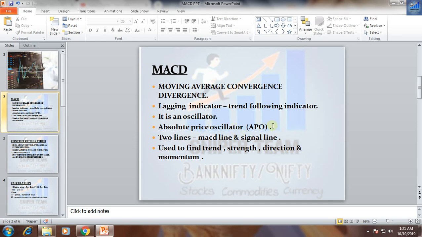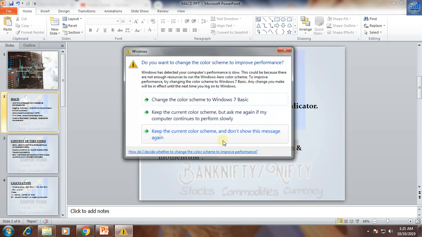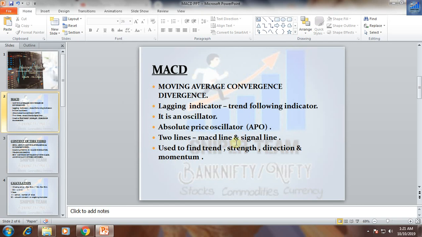This indicator constitutes two lines. There is the MACD line, colored in white, and a signal line, colored in red. The reason we are using MACD with the pricing chart is that it is used to find the trend, its direction and strength, of the commodity or stock.